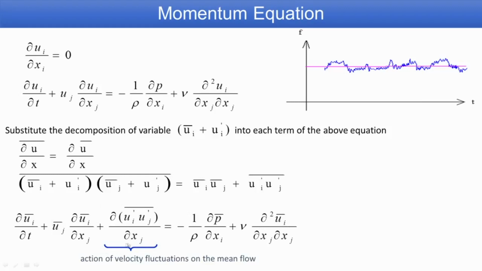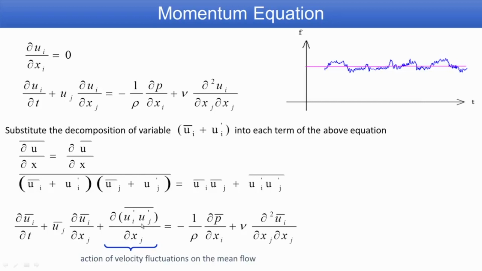The new term which is shown here is ∂/∂x_j of u_i prime u_j prime bar. So, u_i prime we know is a fluctuation and bar is for average. So, this u_i prime u_j prime bar actually represents the action of velocity fluctuations on the mean flow. Why is it mean flow? Because we have written this equation for average, all the terms appear as average, for example, u bar and p bar. The only different term is this fluctuating quantity u_i prime u_j prime.